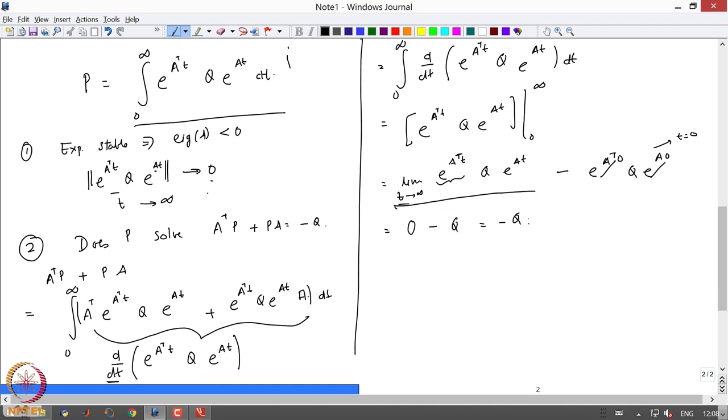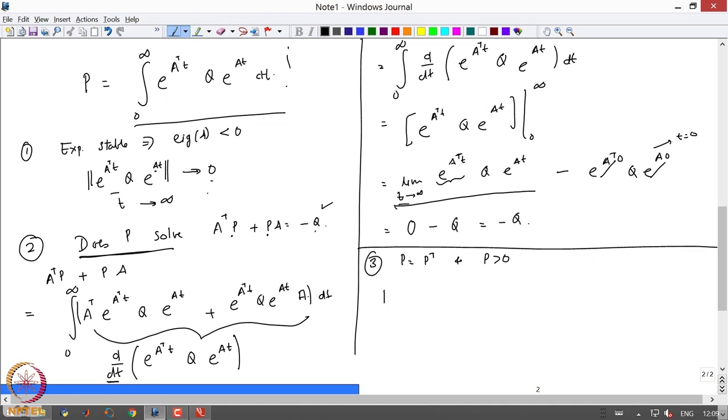Okay. So, what I have shown here is that this P solves this equation, right. I substitute for P here and I get Q, right. So, I know now that P, which I defined in this way, actually solves my equation. Now, is that enough? Well, not really. Third step would be to check if P is P transpose and if P is positive definite.